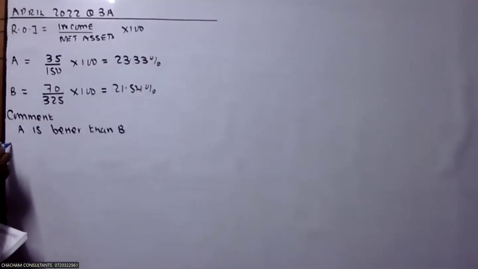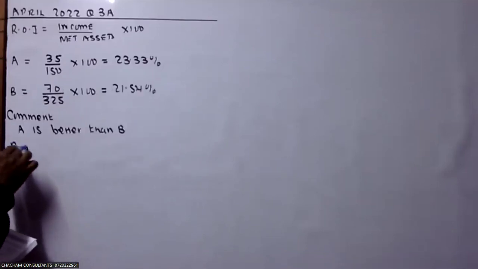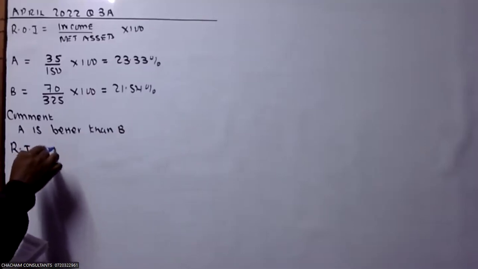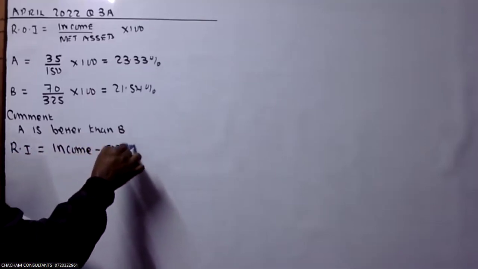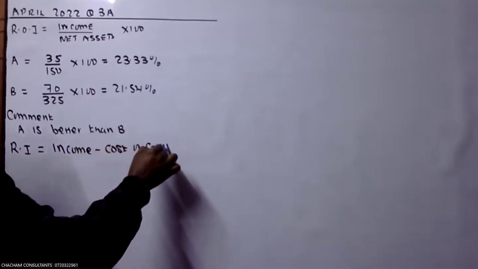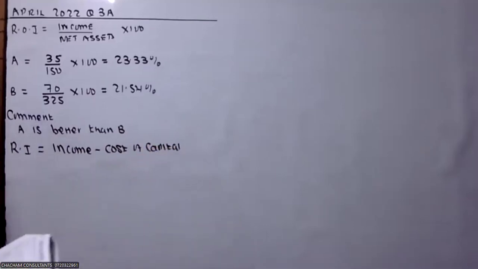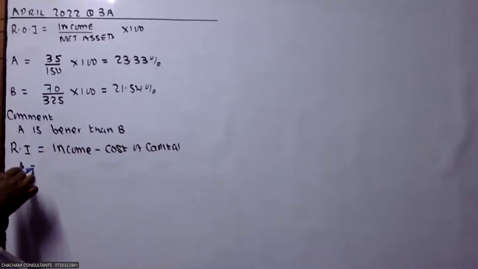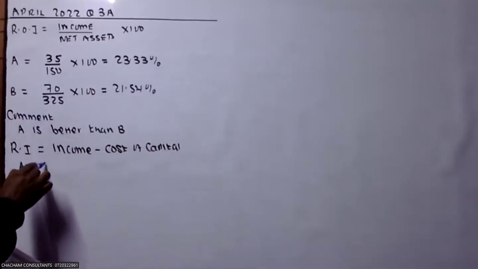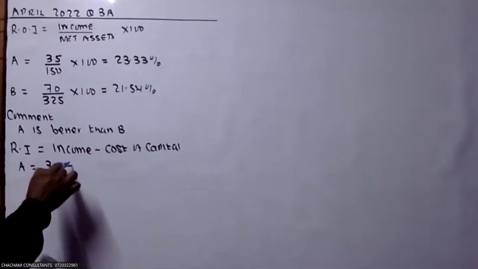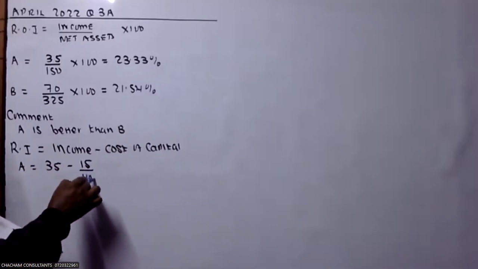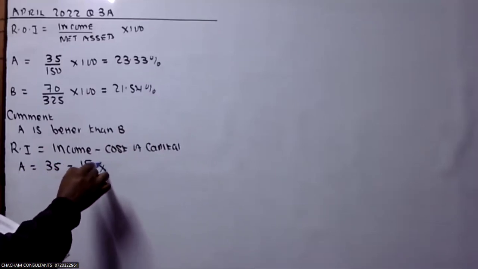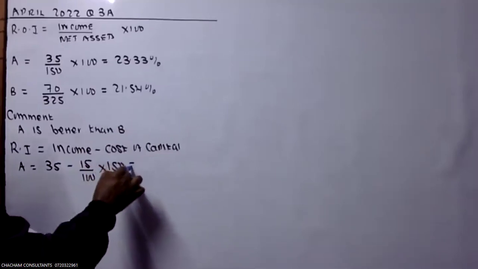Then for the residual income, we have said it is the income minus the cost of capital, which is the excess. So for A, this will be 35 minus the cost of capital, which is 15%. So this is 15% of the assets, 150.